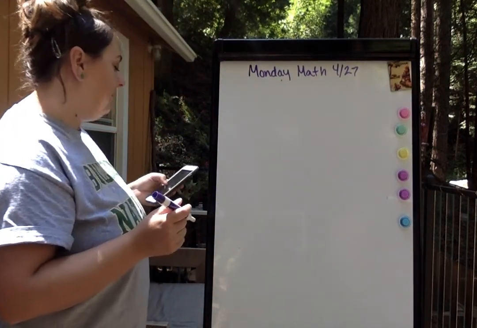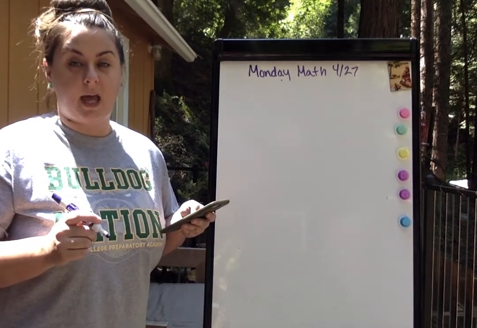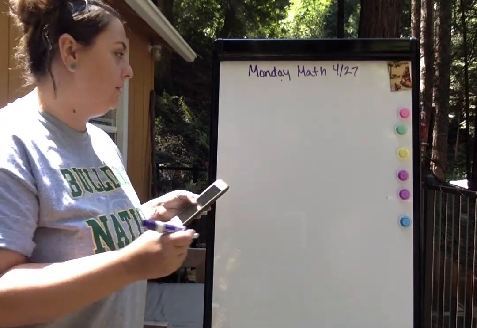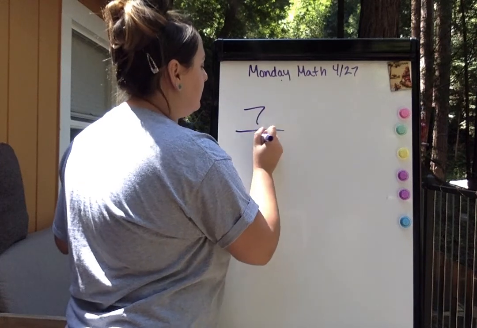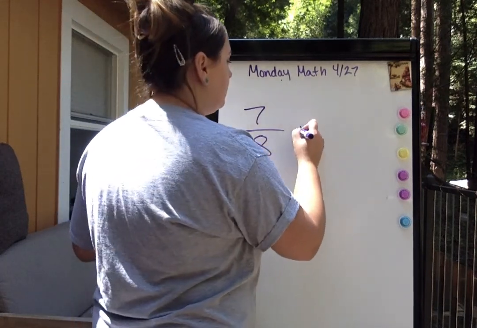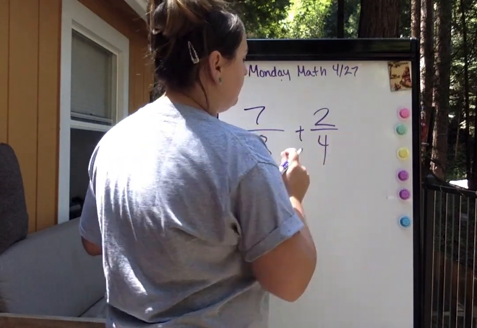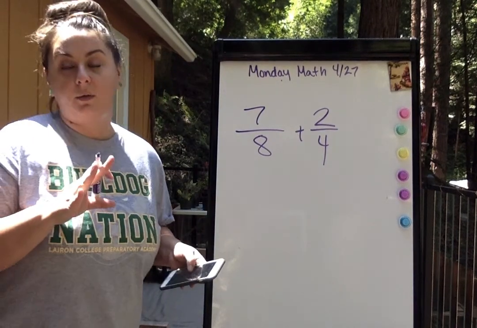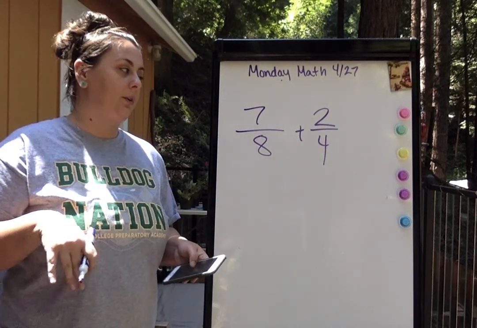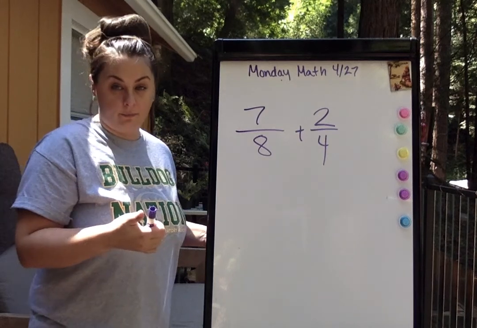We're going to have to find the sum. Sum is that key word that you're going to use addition. So 7/8 plus 2/4. Now, you can work out your common denominator by skip counting.